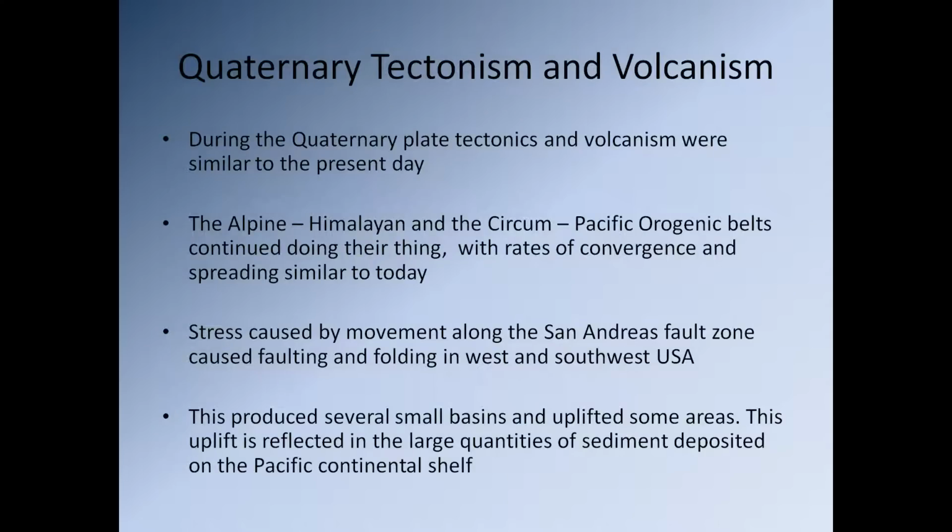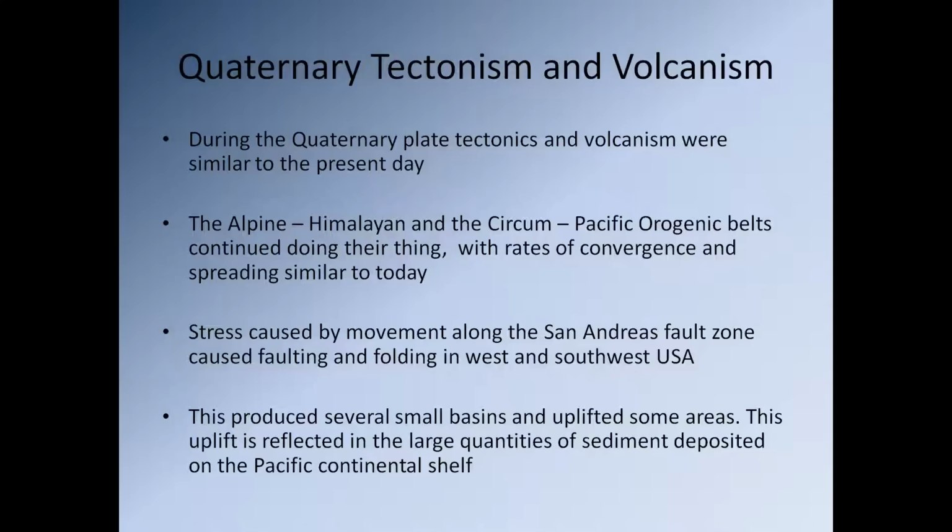Okay, so let's have a quick think about Quaternary tectonism and volcanism. So during the Quaternary, plate tectonics and volcanism were very similar to the present day. Essentially, if it's happening now, it was pretty much happening in exactly the same way during the Quaternary. So we had the Alpine-Himalayan and the Circum-Pacific orogenic belts doing their thing, and the rates of convergence of the continental plates, so the rate at which tectonic plates were heading towards each other or moving away from each other or moving past each other, were relatively similar. So everything was happening in pretty much the same way at pretty much the same rate.